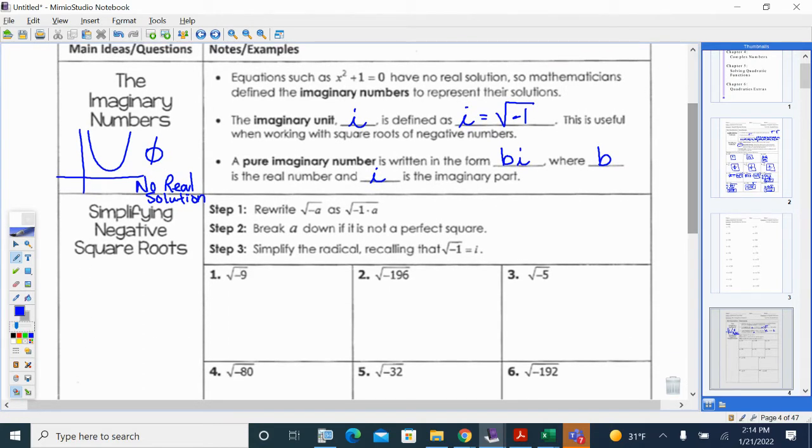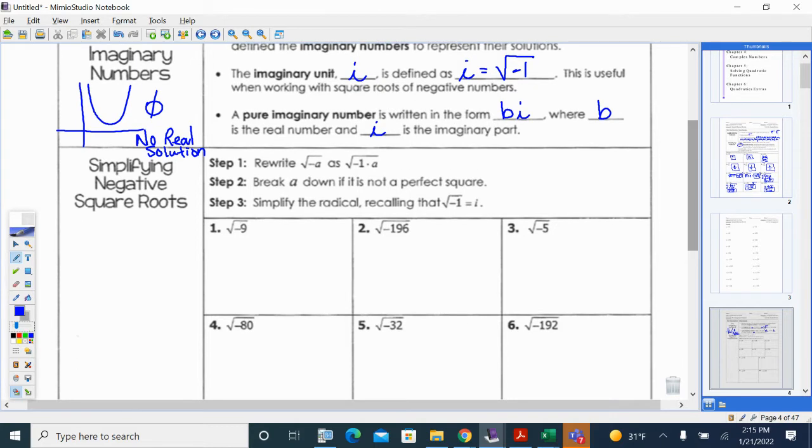Steps for simplifying negative square roots. Step number 1 says to rewrite the square root of negative a as the square root of negative 1 times a. Break a down if it is not a perfect square in step 2. And then lastly, in step 3, you're going to simplify the radical, recalling that the square root of negative 1 is equal to i.